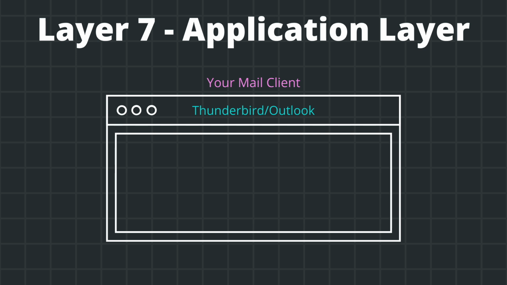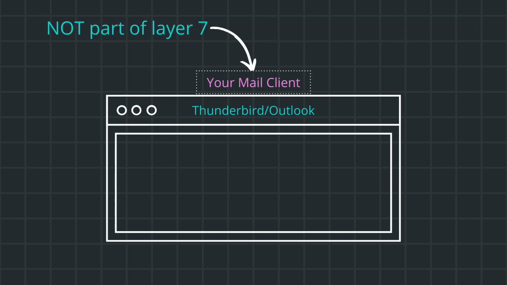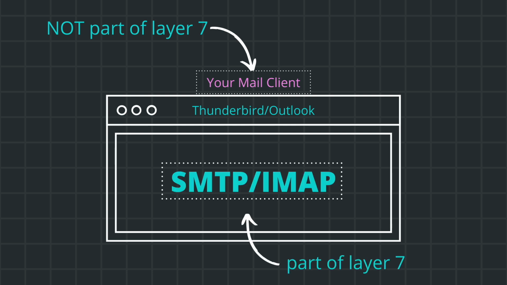Another example is an email client. So the actual email client is not part of the application layer, but the protocols it uses, SMTP and IMAP, are part of the application layer. And there are a ton more protocols that are part of this layer. These are just a couple main ones.